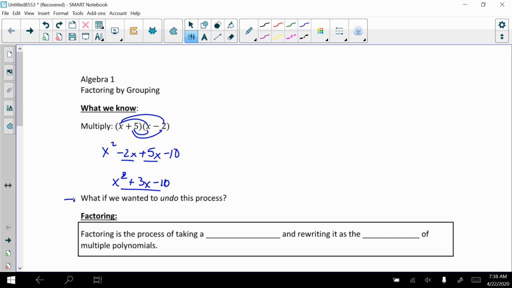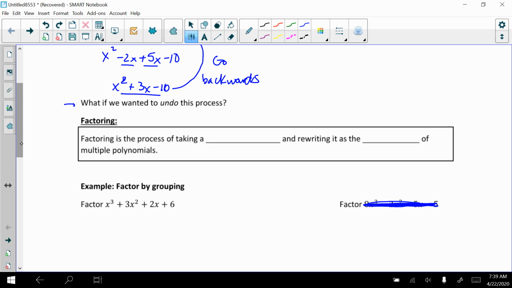So now the question that I'm asking you is, what if we wanted to undo this process? What if I wanted to start here and go backwards to the beginning of our problem? What would we need to do in order to start at a polynomial that's already been multiplied out and go backwards into a polynomial that has been factored? Notice this is two factors, two things that are being multiplied together. This is a process called factoring.